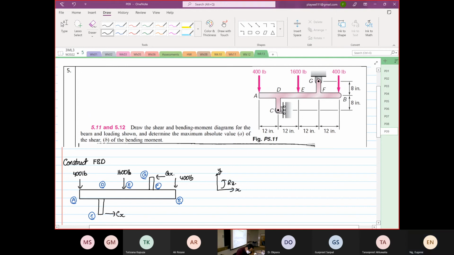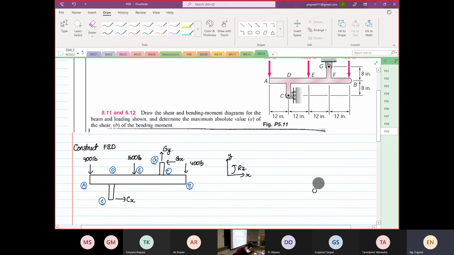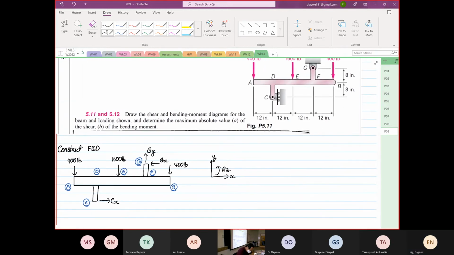X. And I'm going to have one up here known as our GY. Okay, up to now it's okay, right? So we are going to take moment at point G. Why do I decide to take moment at point G? Because then I can find Cx.